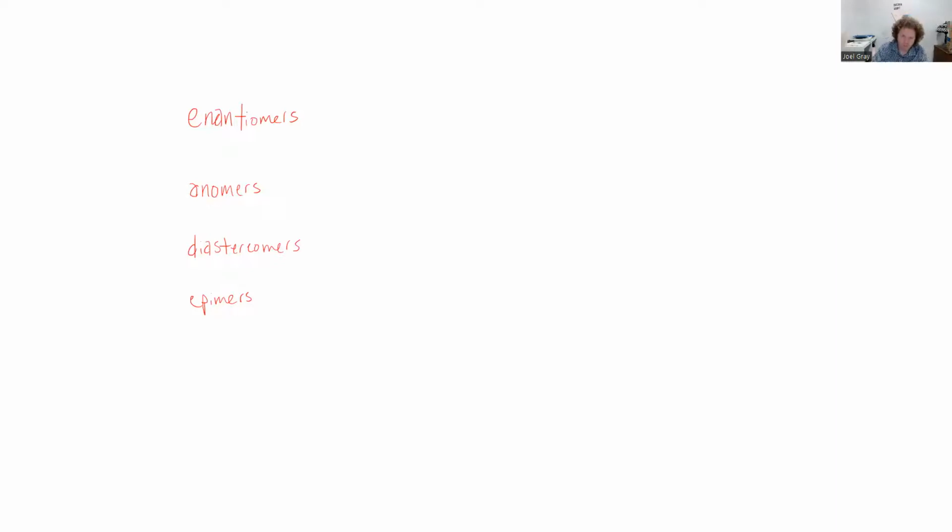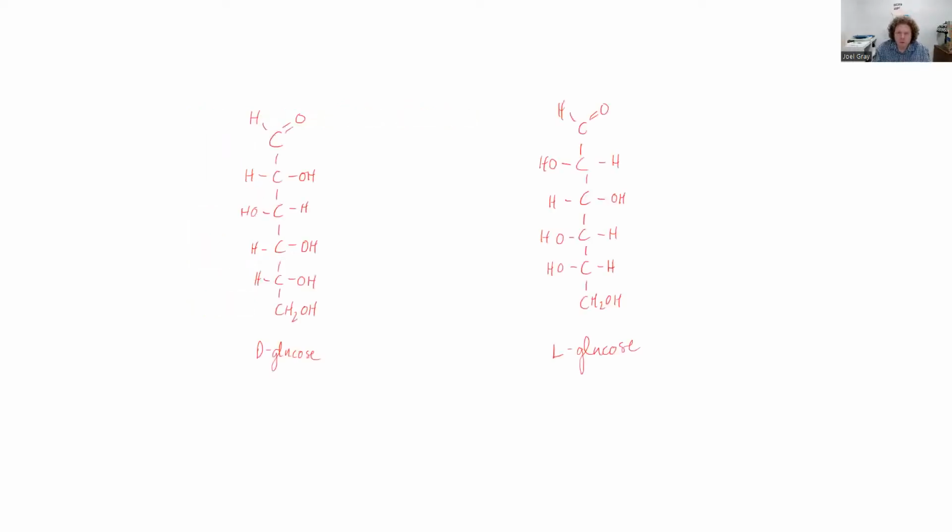Well, enantiomers are molecules that are mirror images of one another. As an example, which we'll look at in just a second, L-glucose and D-glucose are mirror images of one another. So here they are. On the left-hand side, we have D-glucose. On the right-hand side, we have L-glucose. If we put a plane between them, L-glucose would be the direct reflection of D-glucose.